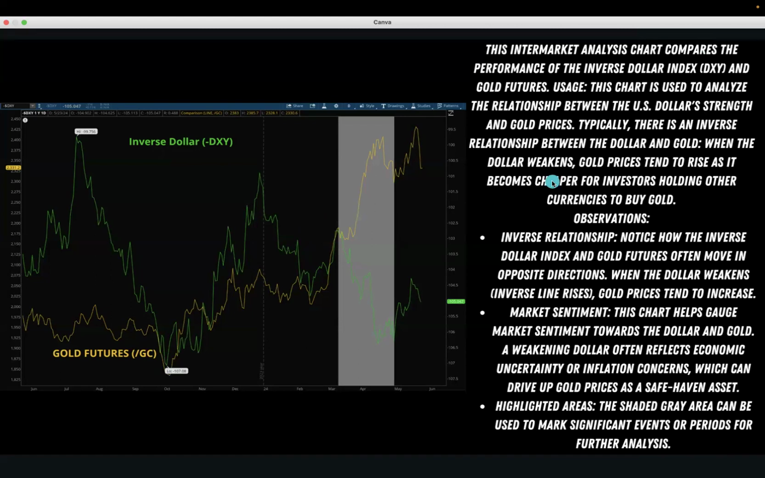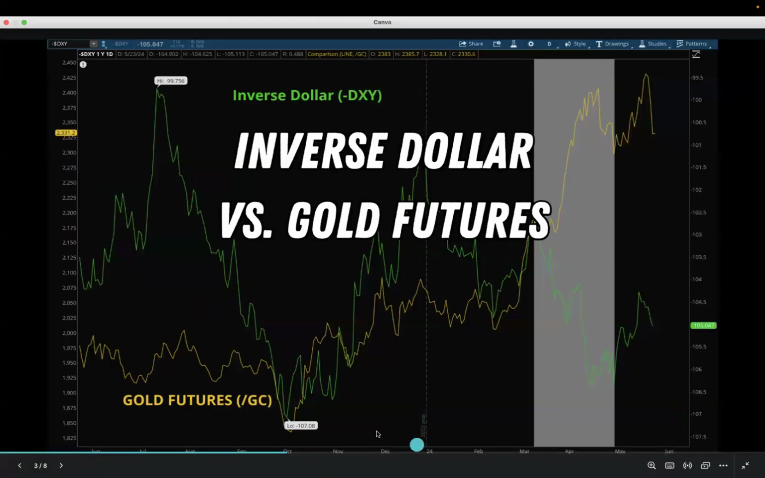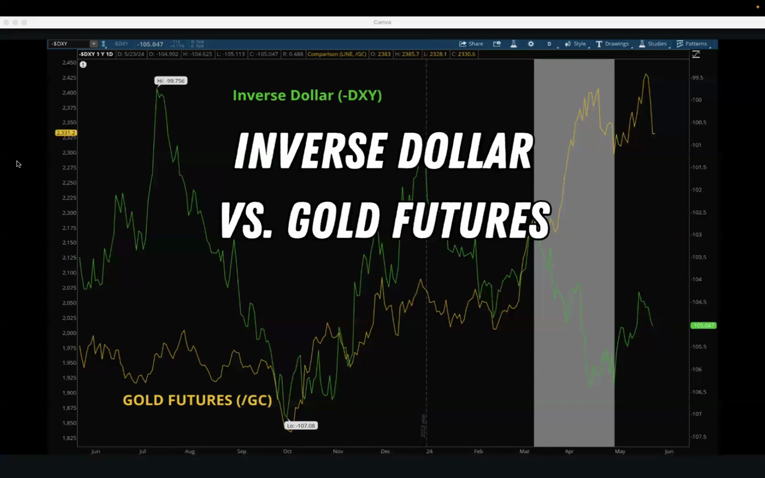Now, this chart also helps to gauge market sentiment towards the dollar and gold, with a weakening dollar often reflecting economic uncertainty or inflation concerns, which can drive up gold prices as a safe haven asset. The shaded gray area can be used to mark significant events or periods for further analysis. What I've done here is highlight where they're actually moving in the same direction. Again, being that this is an inverse dollar chart, you're going to see them diverging. We see gold futures going up here, and we see our inverse dollar chart moving down here, meaning that the actual dollar is moving up.